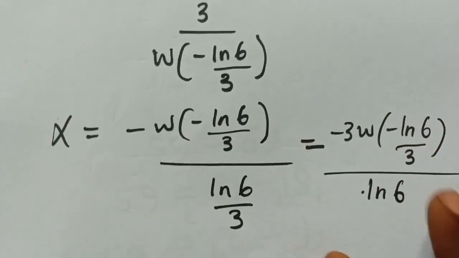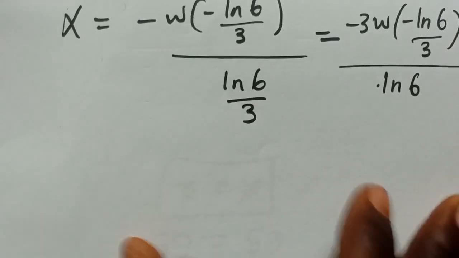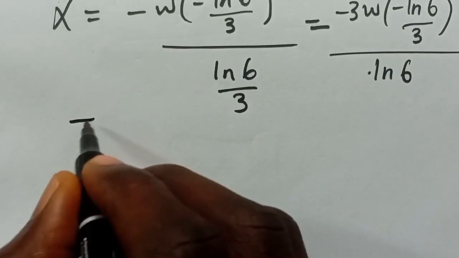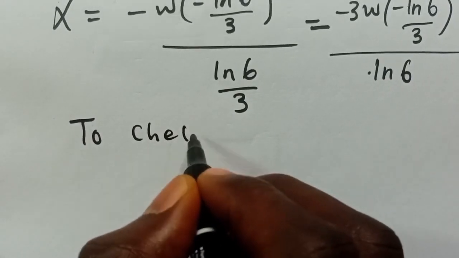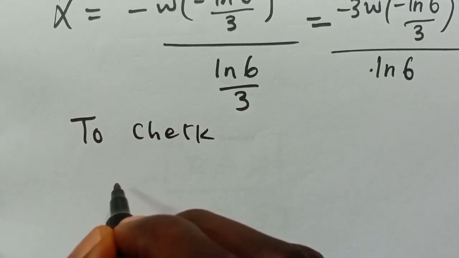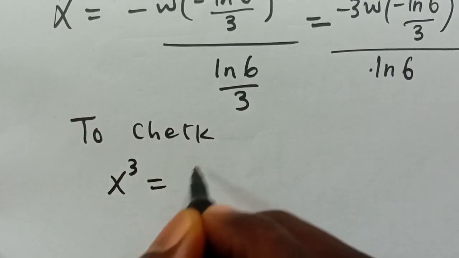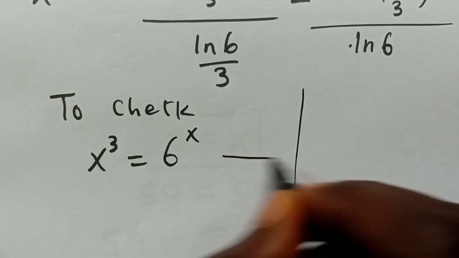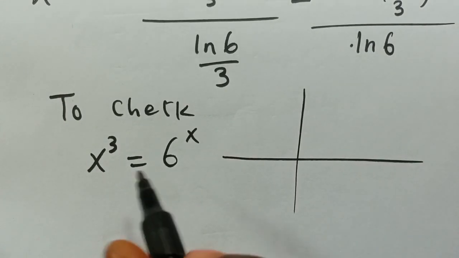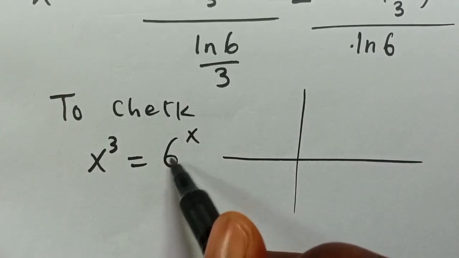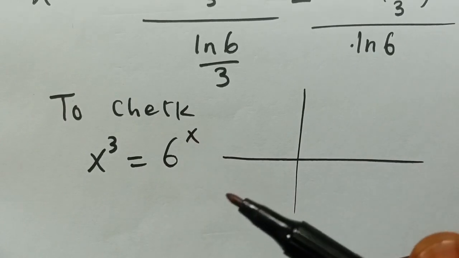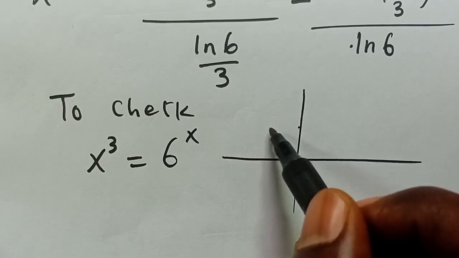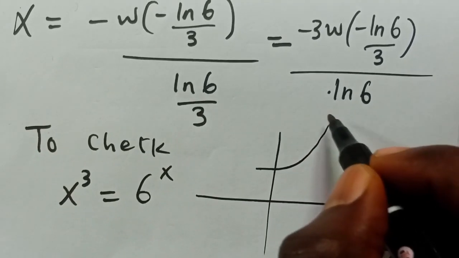So when you check this solution, you will realize that there is no real solution for this. It's a complex solution. Even to check graphically, we have x to the power of 3 equals 6 to the power of x. So let's consider this graph. So we have 6 to the power of x. Assuming 6 to the power of x is located around this place, we are going to have something like this for 6 to the power of x.